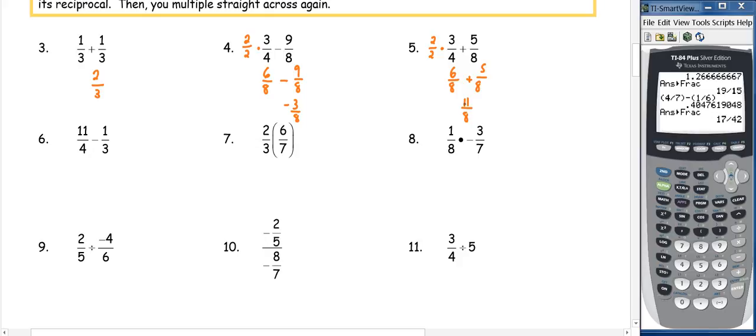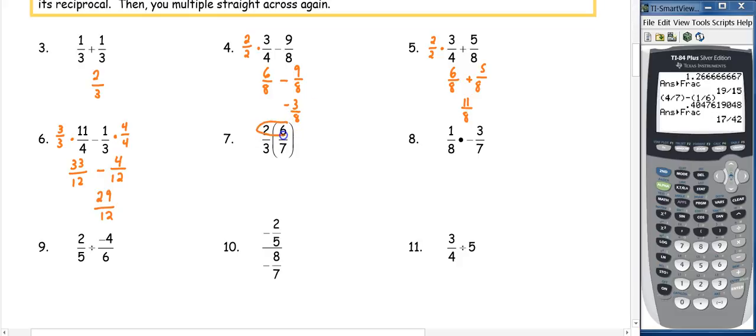Now, number 6 is a little bit trickier because I don't know a number that I can multiply to get from one of my denominators to the other. So instead I have to think about what's a number that 4 and 3 both multiply to? 12. So I'm going to make my common denominator 12. In order to do that, the first fraction needs to be multiplied by 3/3. So I get 33/12. In the second fraction, I would need to multiply by 4/4. So I get 4/12. And then I can subtract my numerators. So I get 29/12.